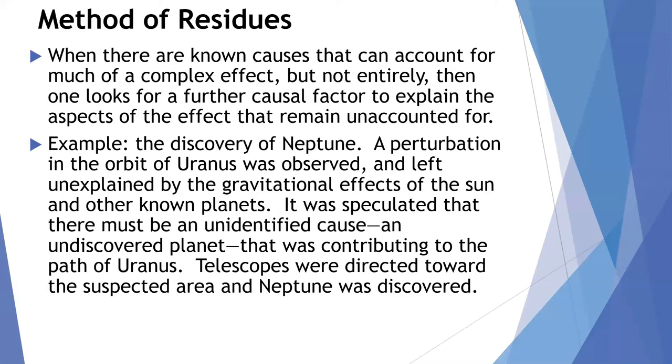And so telescopes were directed toward that suspected area and Neptune was discovered as a result. So we were able to account for most of the path of Uranus as it orbited the sun, but there was just a little factor there, a perturbation that we couldn't account for. And so we figured maybe it's something else that's causing that. And if there were a planet in a certain area, that would explain it. And that's how we discovered Neptune.